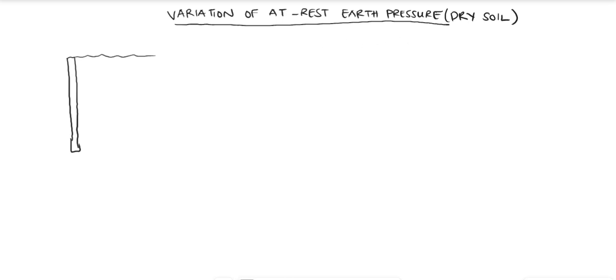Welcome back. Let's continue what we started. Now, here we are going to look at variation of at rest earth pressure. We looked at the three key conditions. We said we have the at rest earth pressure coefficient, the active earth pressure coefficient, and the passive earth pressure coefficient. And I explained to you conditions for each of them.